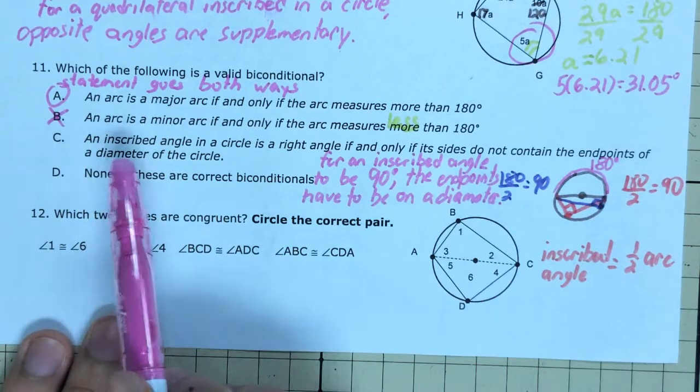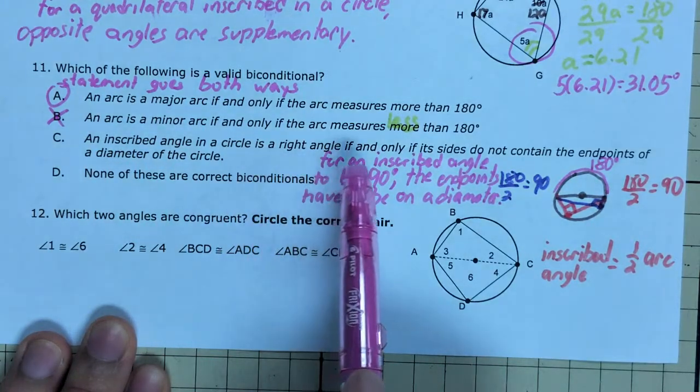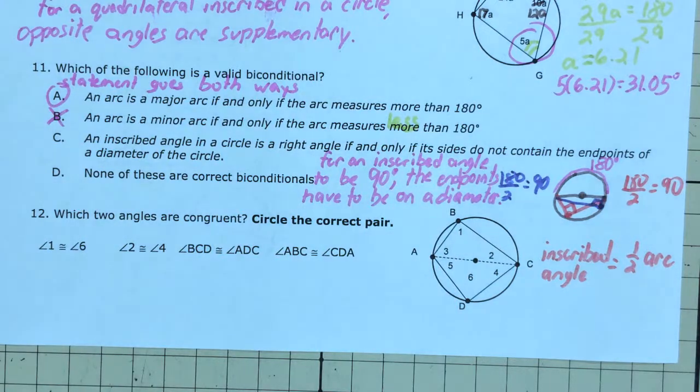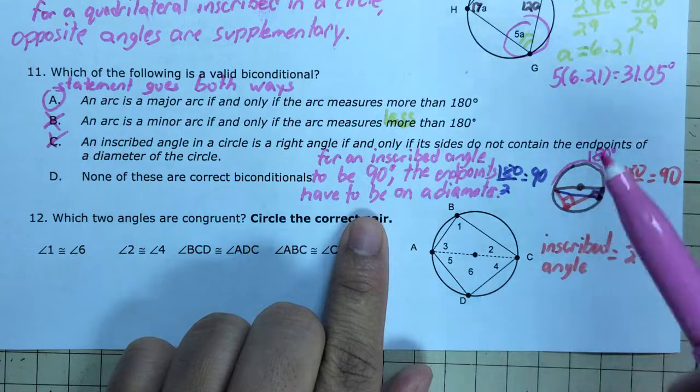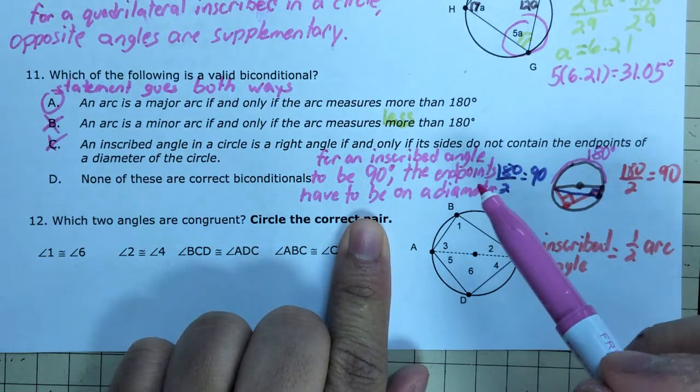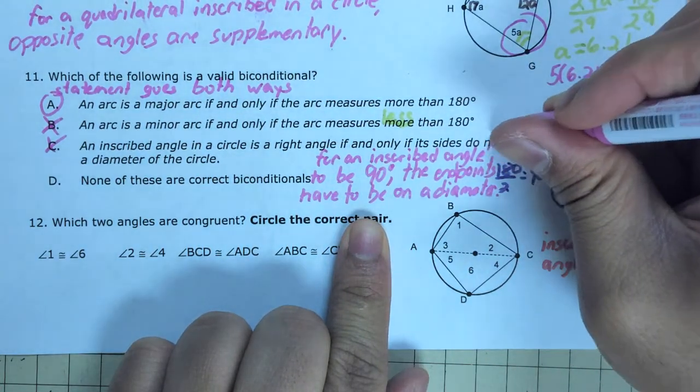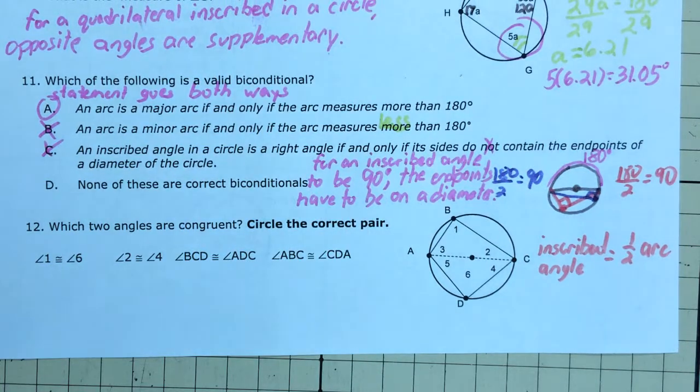So, part C again, an inscribed angle in a circle is a right angle if and only if its sides do not contain the endpoints. That is false, because as we've discovered here, it has to have the endpoints. If it did contain the endpoints, then it would be true.